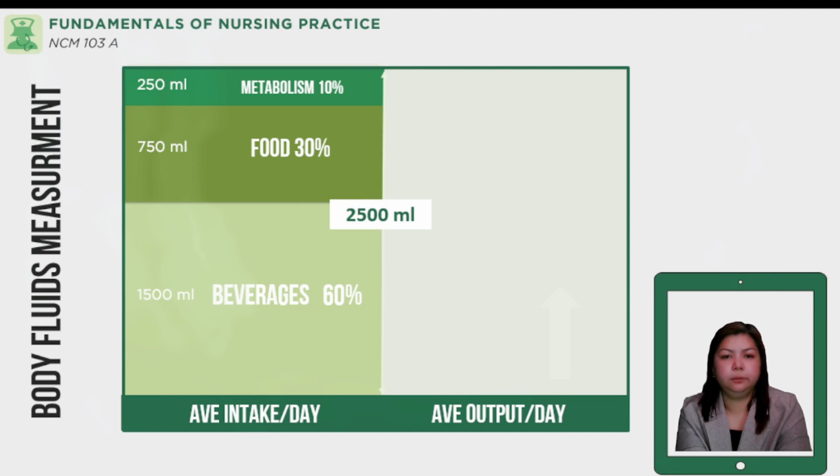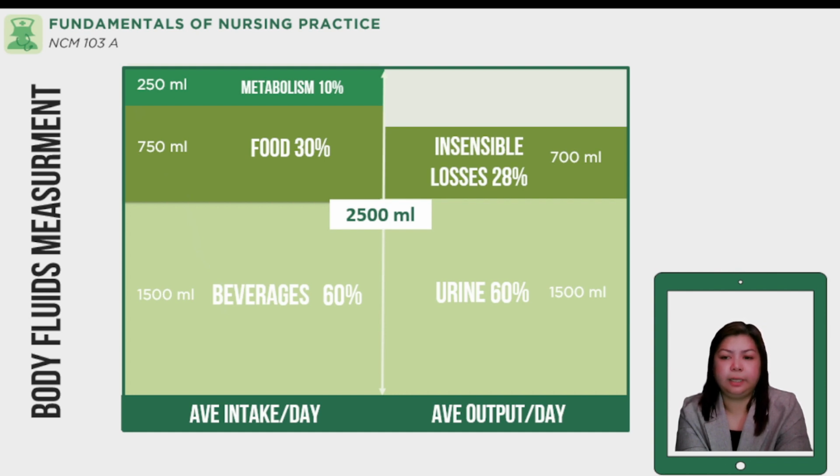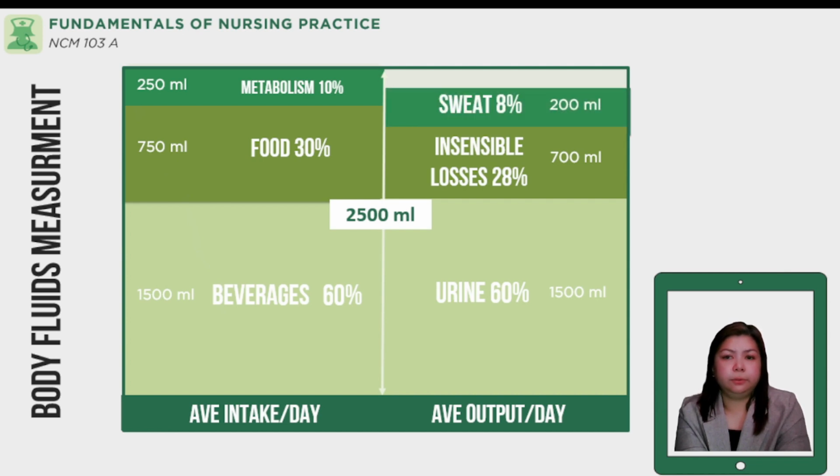Now, let us talk about the output. Your body loses water from various processes. On average, adults lose about 1,500 ml of water per day through urine, so that's around 60%. Around 750 ml is lost through insensible losses, from evaporation of heat from your skin and through breathing, that's around 700 ml. Various amounts are lost through sweat and bowel movement. This composes your total body fluid through intake and output.